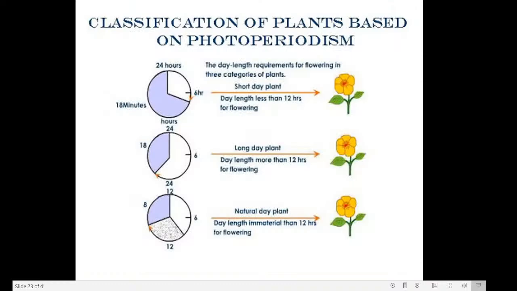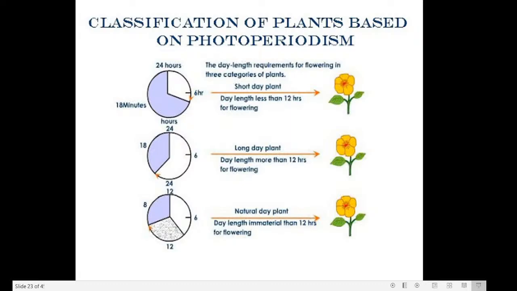This is the classification of types of photoperiodism. For short day plants, the day length is less than 12 hours for flowering. For long day plants, we need more than 12 hours for flowering. A day neutral plant means it is intermediate, about 12 hours for flowering.